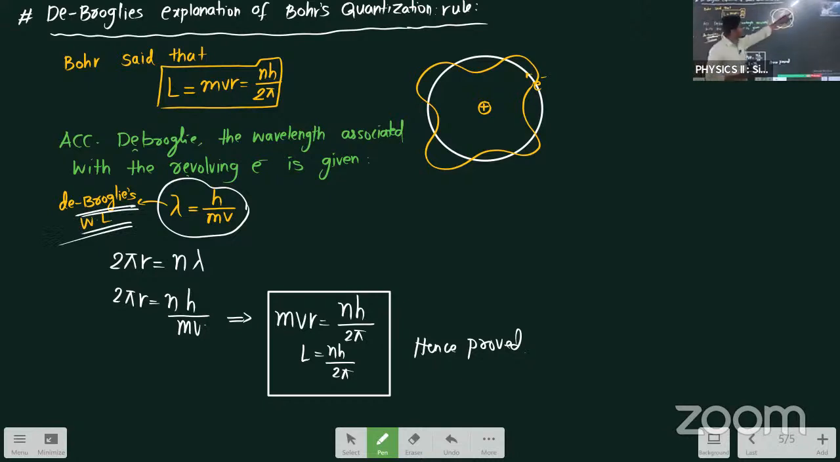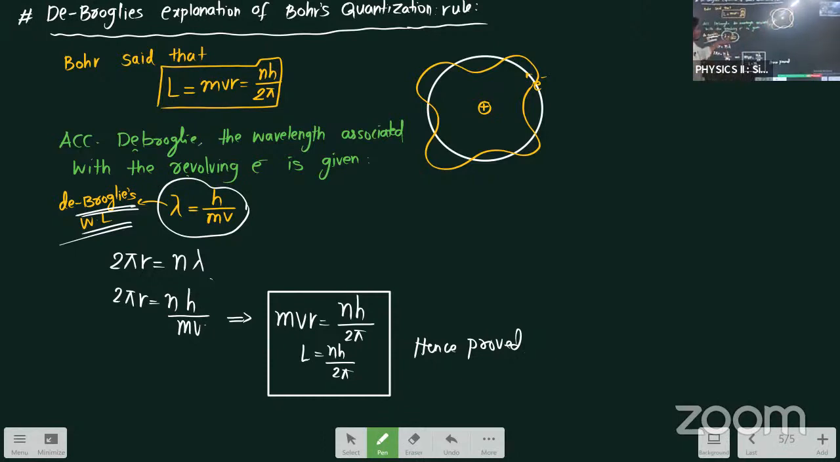Now, the electron starts from this particular position and again reaches this particular position. It has covered an entire circle. What will be the circumference of the circle? What will be the total distance covered by the electron? It is 2 pi r, and that should be equal to the wavelength. So I have written n lambda. It can be 1 lambda, 2 lambda, 3 lambda.